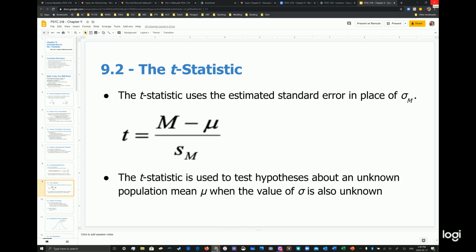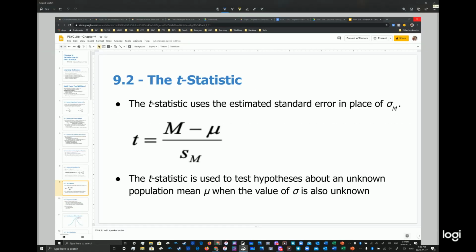So the t-statistic works just like the z-statistic, except for what standard error we use. So to compare then, I'm just going to draw a big line right here. Your z-statistic, I'm just going to put observed here because that's what we're using. We're using an observed value. That is the sample mean.